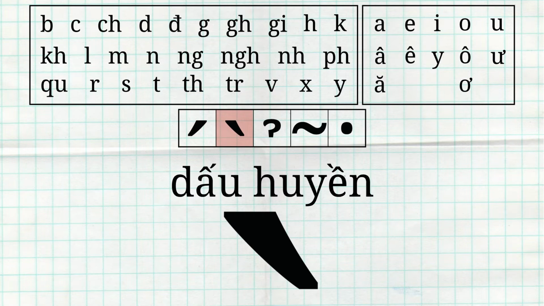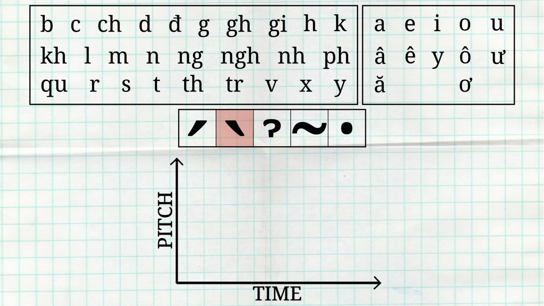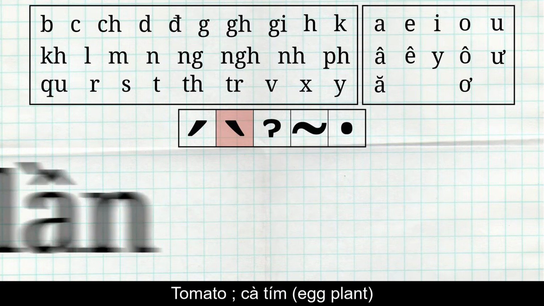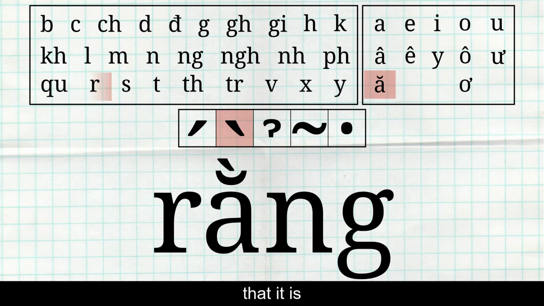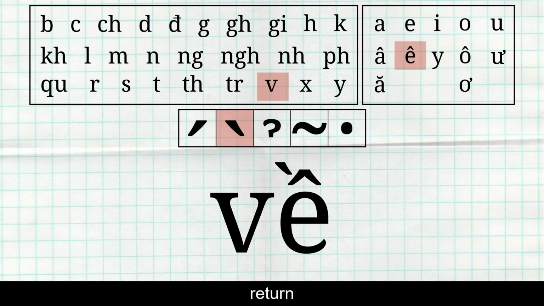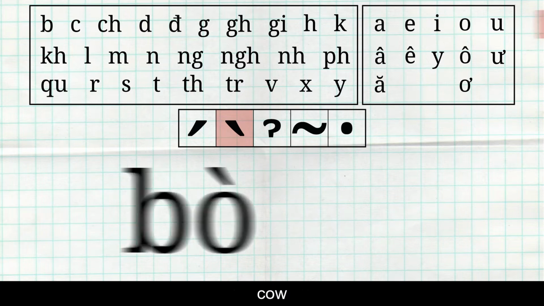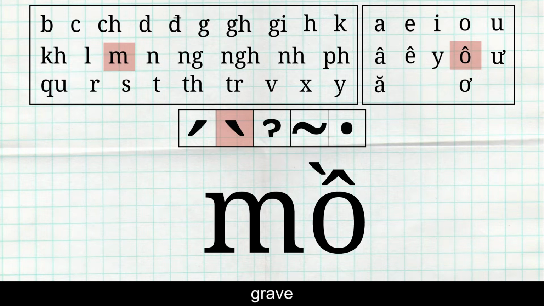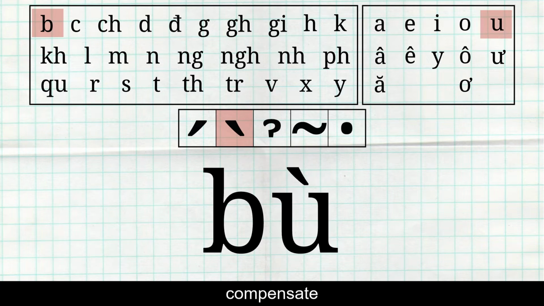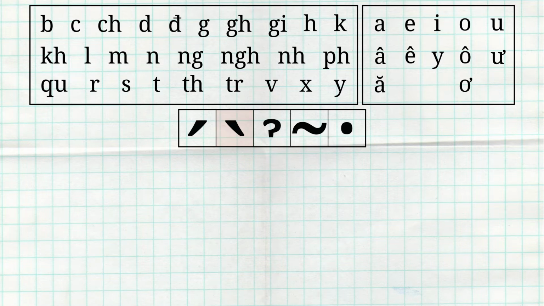Dấu huyền. Dấu huyền has a falling pitch. Likewise, how it's drawn tells you how it should sound. Here are some examples. Cà, lần, rằng, nè, về, lì xì, bò, mồ, bờ, bù, trừ.